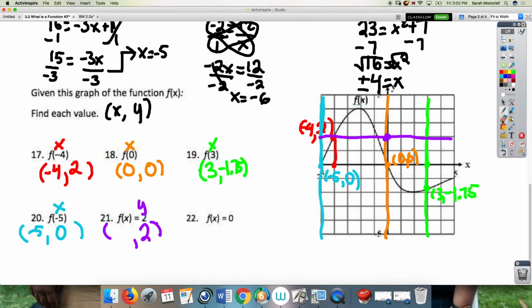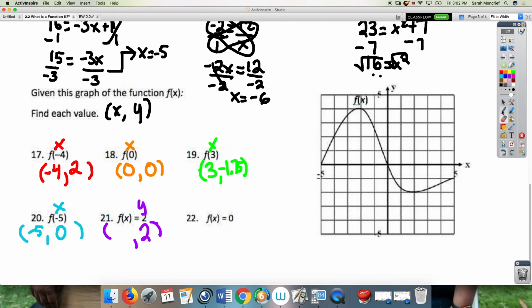I'm going to erase some of this because it's starting to get a little messy. So since we had a y, we were looking for x. Which way does x run? Left and right. So we needed to run left and right to find our x's. So let's see where this purple line crosses our curve.